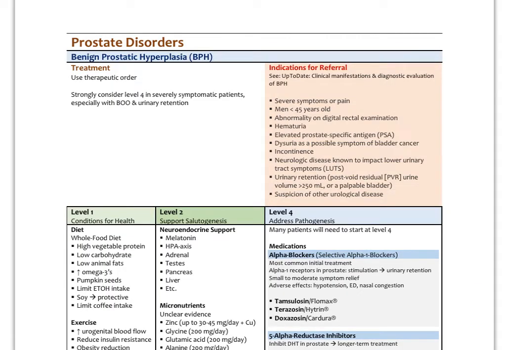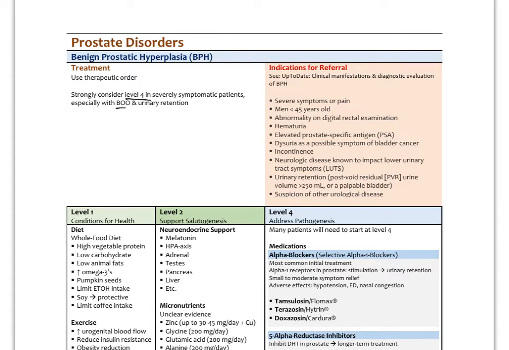So how do we treat BPH from a more integrative setting? Well, we want to use a therapeutic order. For most symptomatic patients, we're probably going to need to jump to level 4 in therapy, especially if there's any degree of bladder outlet obstruction and filling of the bladder over 250 milliliters. That's bladder retention.